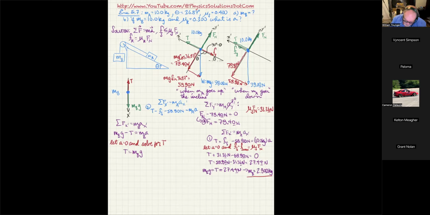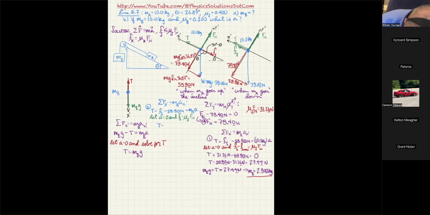But I'm going to do the same thing with this one. I'm going to let A equal 0 and I'm going to let Fs be the largest value it could be. And then I'm going to realize that if the acceleration is really 0, then T is going to be equal to M sub B g. And I set those two equal to each other just like I did before. So I'm going to say, let's do it with green this time. Let A equal 0 and F sub S equals mu S times F normal.